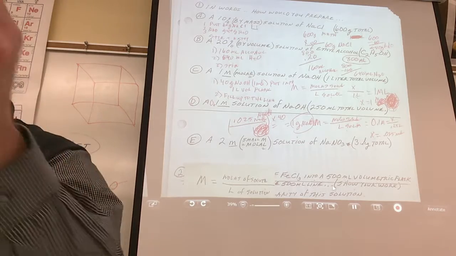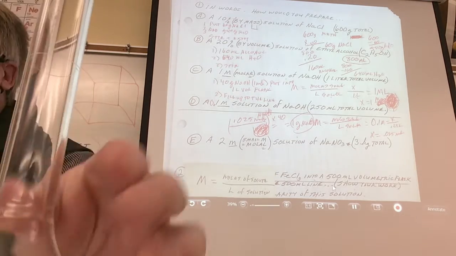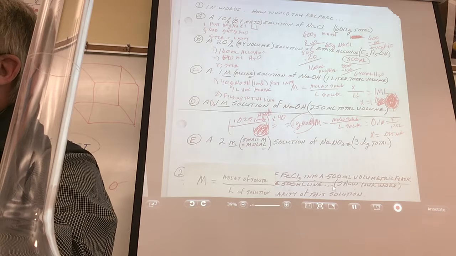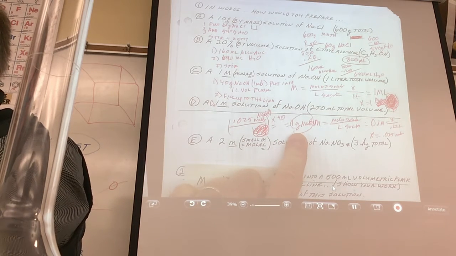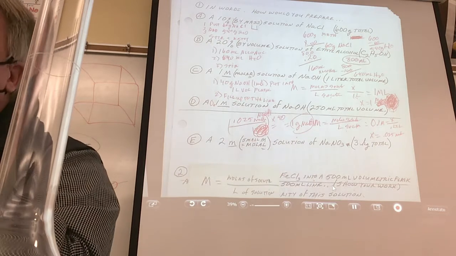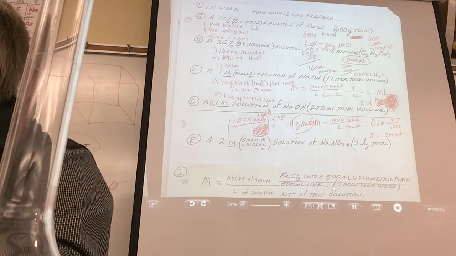Fill it up, and not this one, because that's 500, so I'm going to find a 250 milliliter volumetric flask. I'm going to put 1.00 grams of NaOH in there, and then put the rest water until I get up to the line, right?